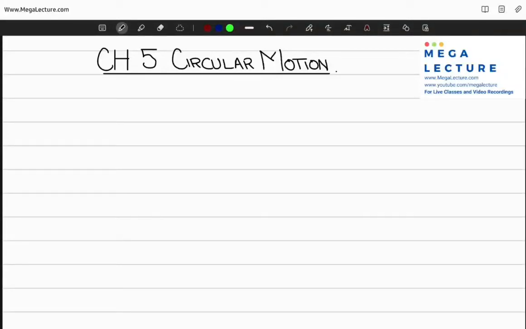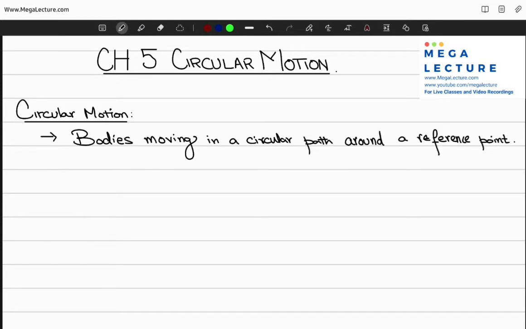Let's begin with the next chapter in the series on NET physics, which is circular motion. Circular motion is defined as when you have one or more bodies which are moving in a circular path. So they follow a circular path around some reference point. Then this kind of motion is said to be a circular motion.